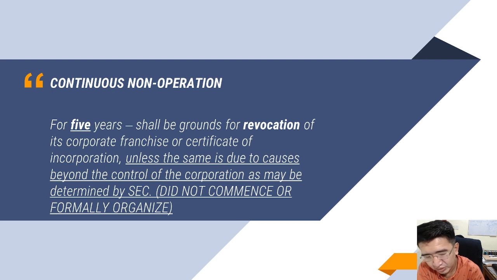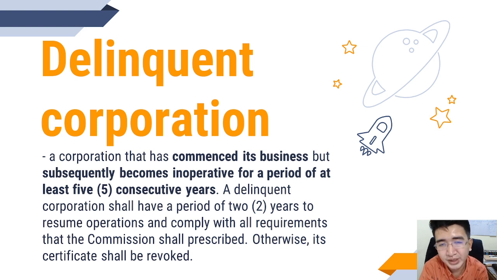that non-commencement or the fact that they did not formally organize is due to causes beyond the control of the corporation as may be determined by the SEC. Siguro pwede mo, like for example, now, siguro sobrang hirap, you are not able to commence or formally organize. That could be an excuse. But generally, kung 5 years simula na na-approve yung SEC, yung Certificate of Incorporation mo, hindi kayo nag-commence, hindi kayo nag-start, hindi kayo nag-formally organize, and 5 years na, the Certificate of Incorporation can be revoked. Now, compare that with delinquent corporation.